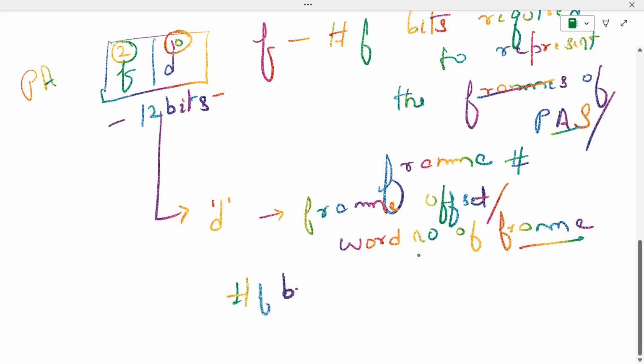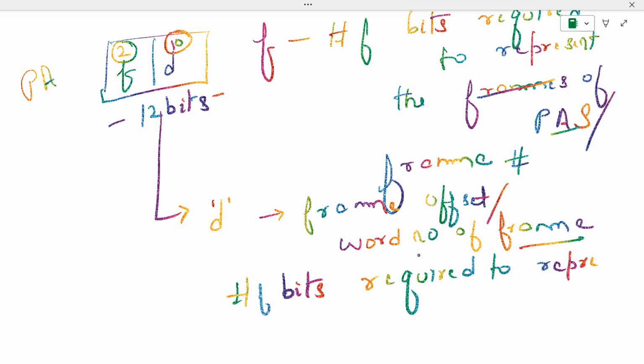Or we can also say that D is the number of bits required to represent the frame size.